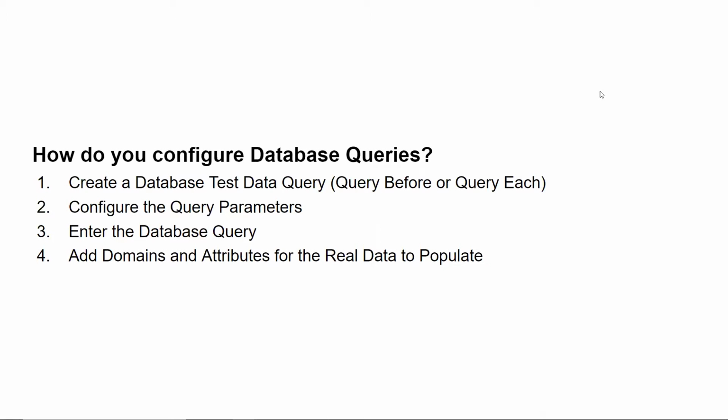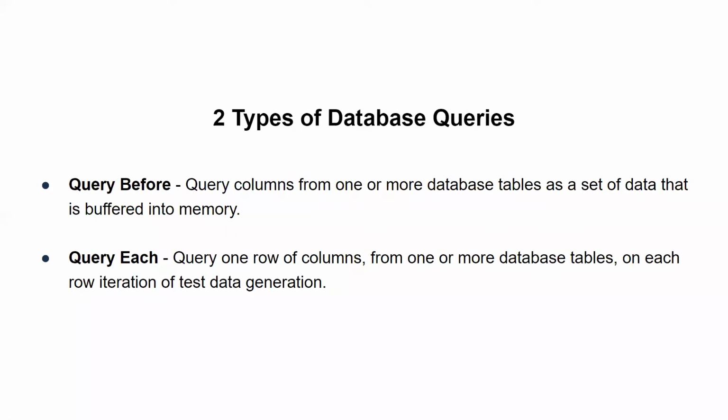Next, you need to configure the query parameters, and then enter the database query. Finally, you need to add domains and attributes for the real data to populate. There are 2 types of database queries: query before and query each. The query before query type will query columns from one or more database tables as a set of data that is buffered into memory. The query each query type will query one row of columns from one or more database tables on each iteration of test data generation.